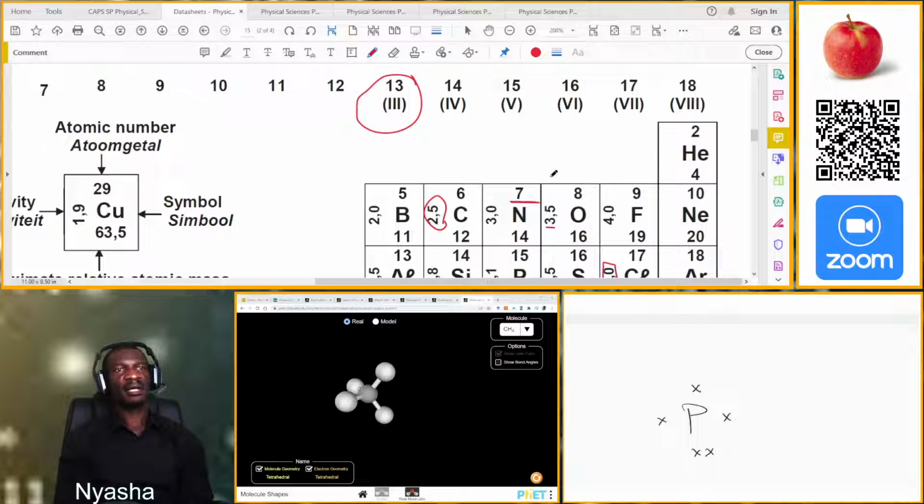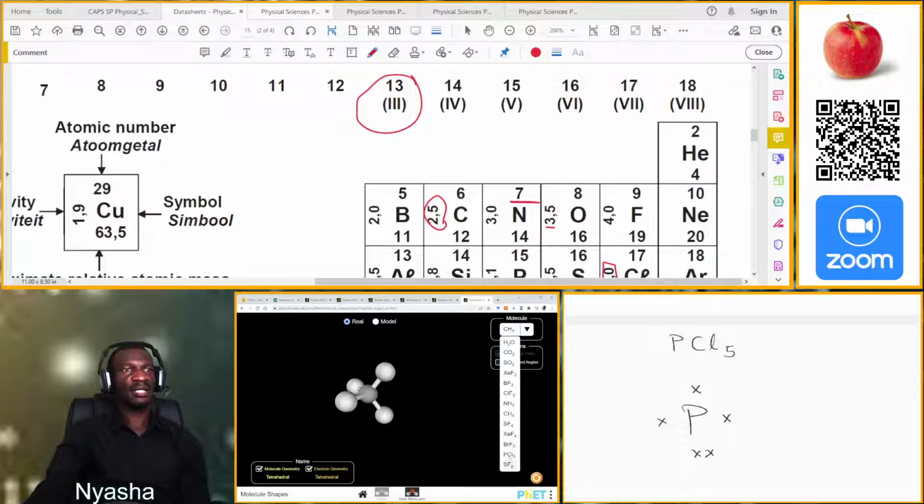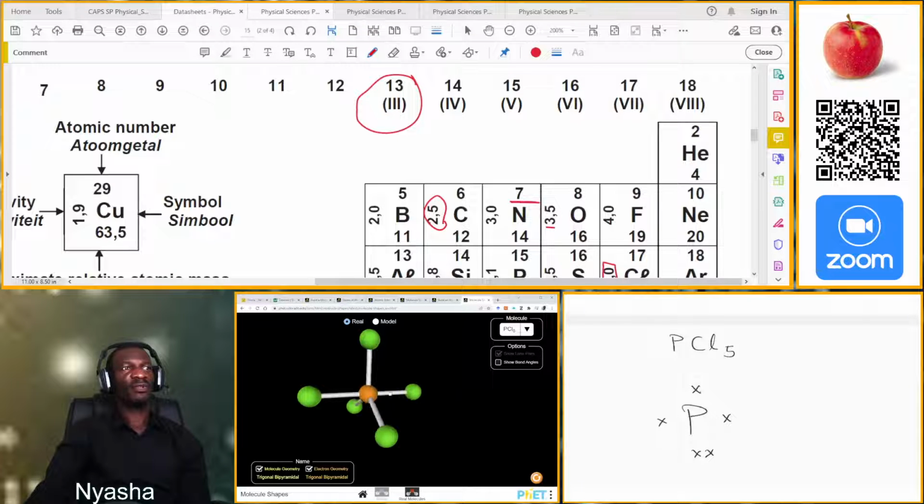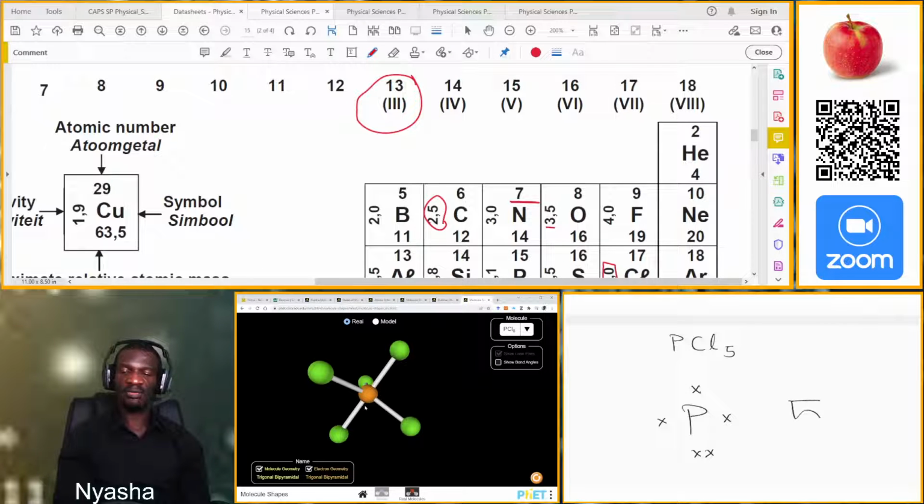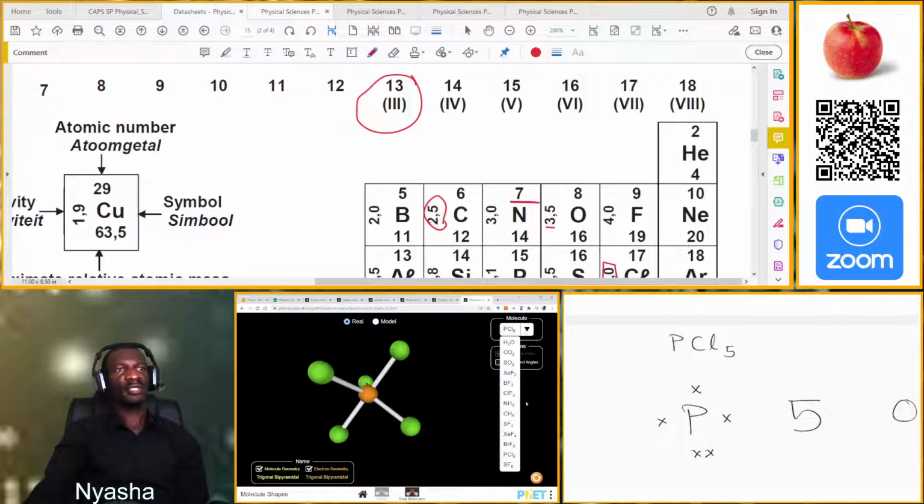So let's put in the bonding electrons. It is PCl5, so we should have 5 chlorides. If you look at its structure, I think you can already see it drawn here. So we've got 5 bonds. Without wasting much time, this will be 5 bonding pairs and 0 lone pairs. And then we can go and see the options that are there for this question.